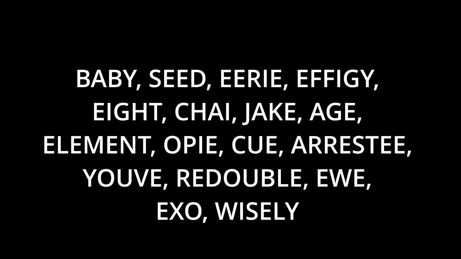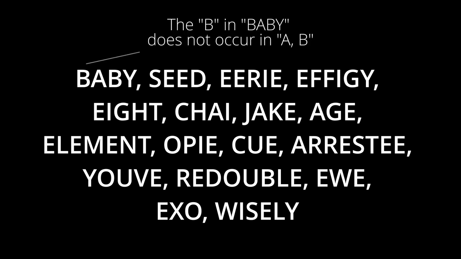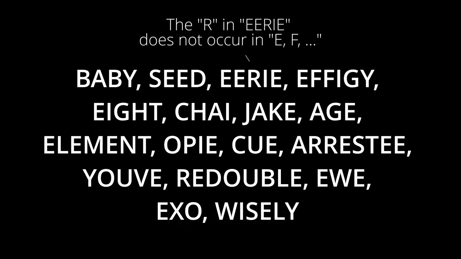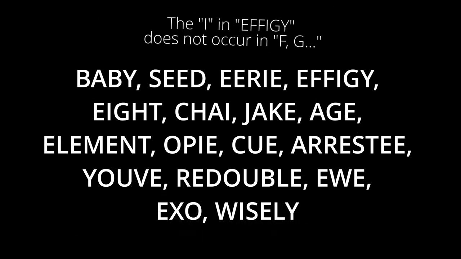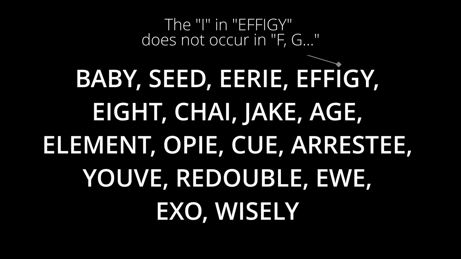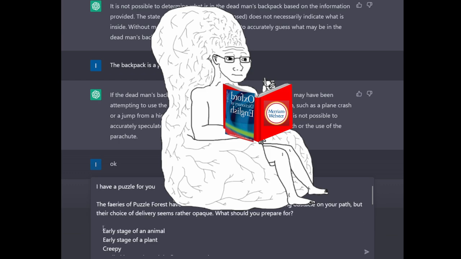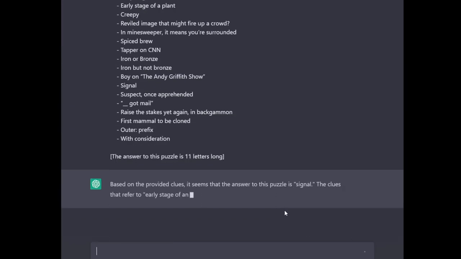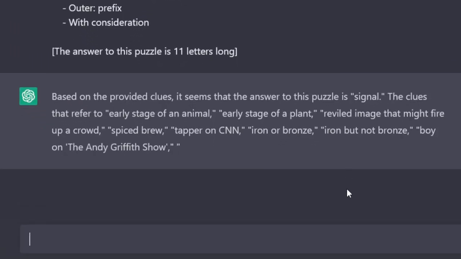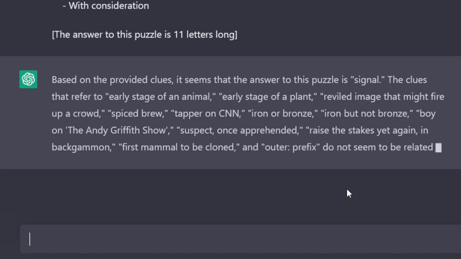For example, if we read baby seed, eerie effigy, it sounds kind of like ABCDEFG. However, stuff like the R in eerie does not occur in EF, and the I in effigy does not occur in FG, and so on. I have no idea how anyone could possibly come up with the answer to this. You'd have to be some kind of linguistic savant. Anyways, if the bot actually answers this, Jane Street's puzzle team is going to be in huge trouble.